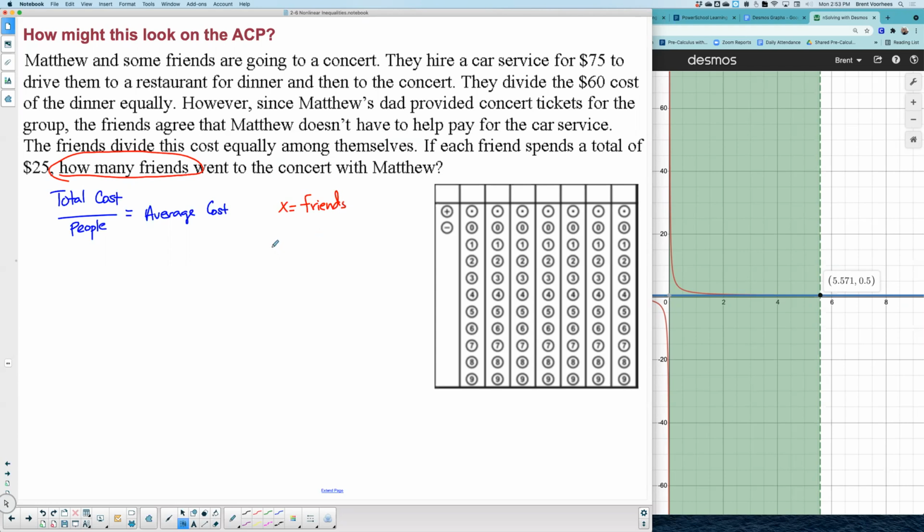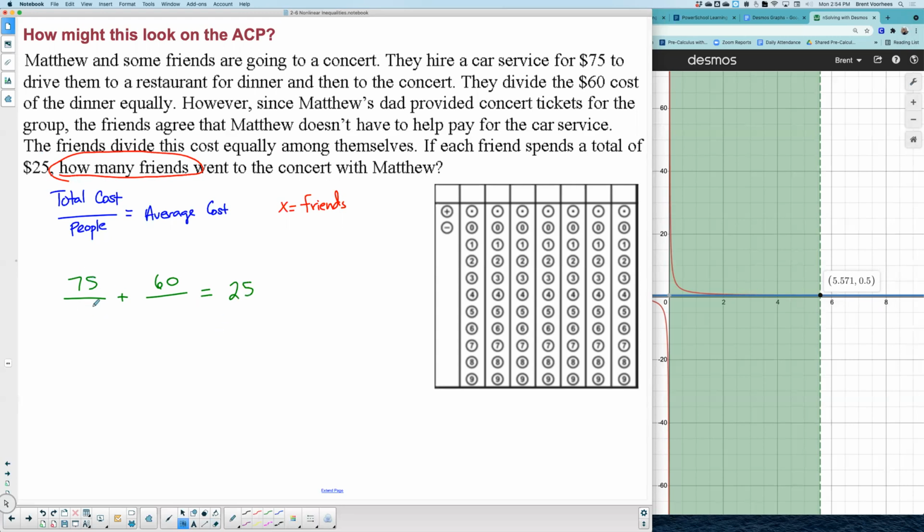So I saw a few different costs in there. I saw 75, 60, and 25. Let's simplify the problem. Which one's the average cost? $25 is the average cost, because if each friend spends a total of, that's the average cost, $25. The other two are total costs. So I know I'm going to have 75 divided by something and 60 divided by something is going to equal the average cost of 25. I now know that about my problem.